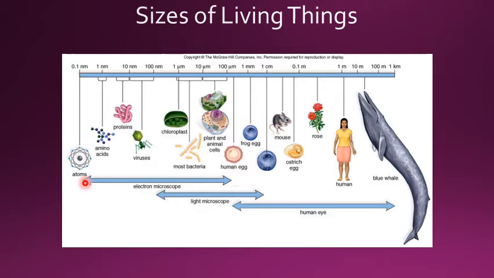This is all available to see on an electron microscope, and a light microscope sees a little bit less. And this is what we're able to see from the human eye. We can see all the way down to a human egg if you have good eyes.